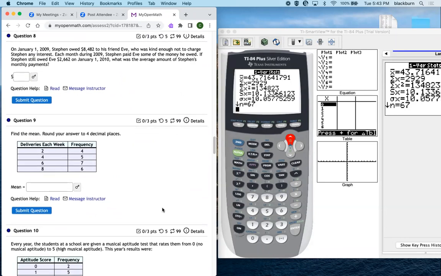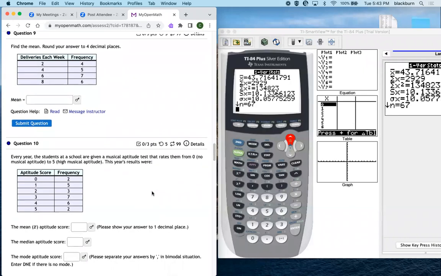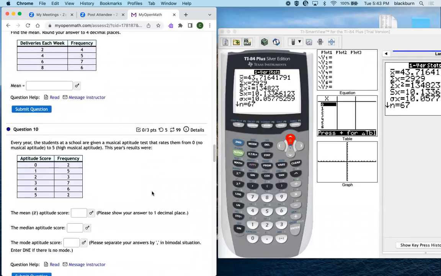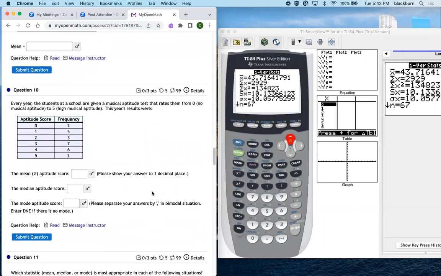Find the mean. So we would do the mean in number 9 exactly the way I did the mean in number 7. All right, enter that frequency, the left and the right in L1 and L2, and then do the one var stats. You want to see it real quick? Okay, let's do number 10. Number 9 works the same way as 10. So let's do 10 together.